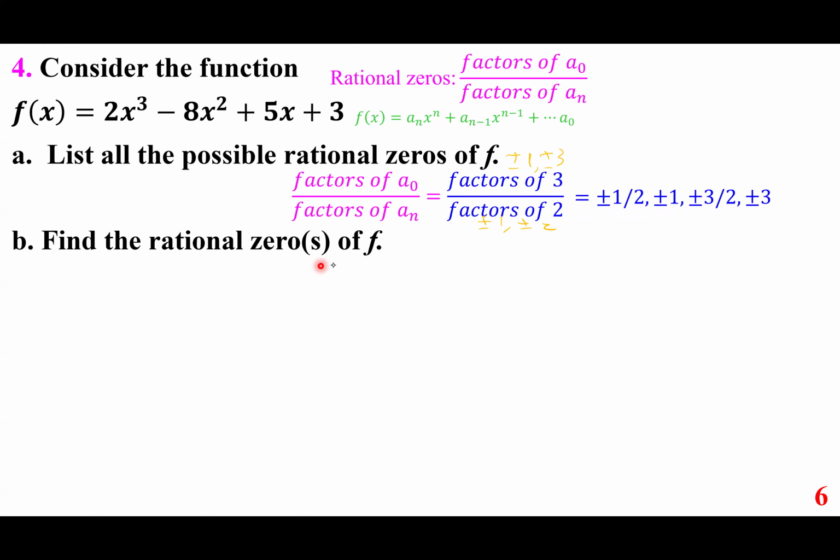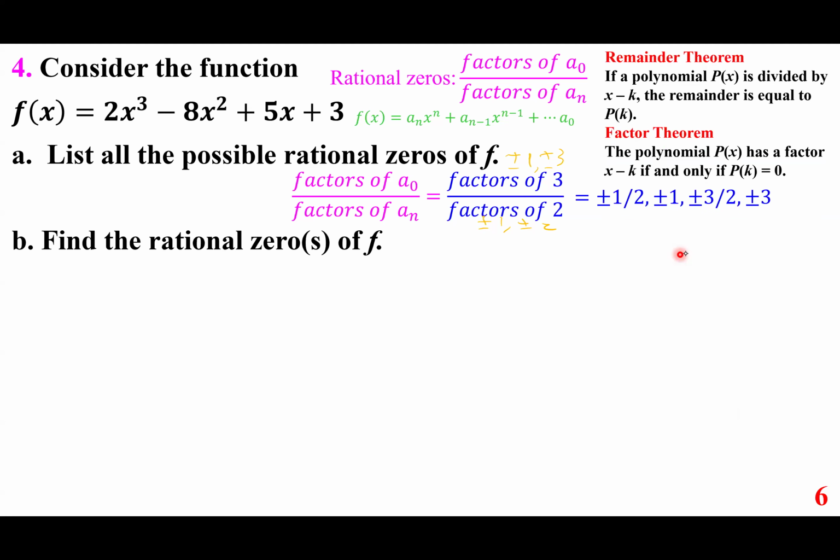Find the rational zeros of f. Now, what is the methodology? The methodology is that you plug in one by one, and as soon as you hit 0, which is the concept of the remainder theorem, that becomes a rational zero. And then either you continue with that process, or if it's of degree 2, you can do the factoring or division. So let me explain the following now.